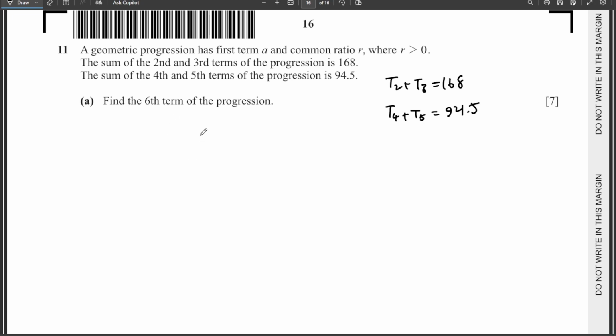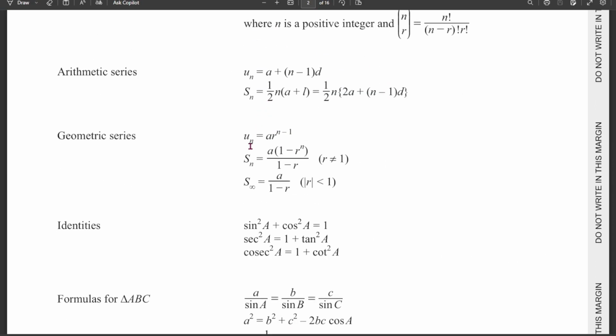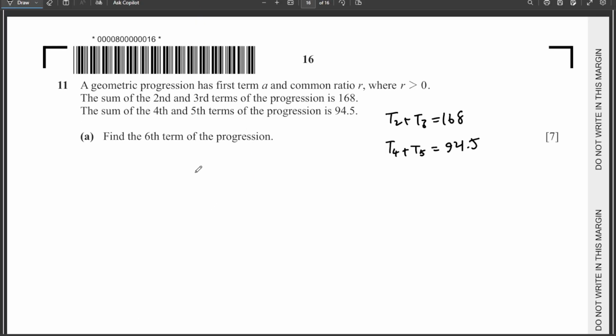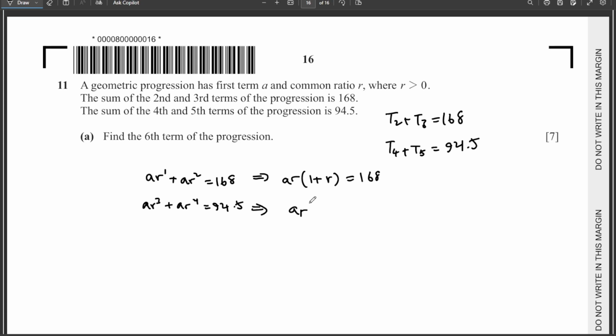Okay, geometric progression, so the formula is this one: T_n equals A R to the power n minus 1. We don't know R, we don't know A. All we can do is substitute the n values. So for T2 plus T3, A R to the power of 1 plus A R to the power 2 equals 168. And for T4 and T5, A R to the power 3 plus A R to the power 4 equals 94.5. Let's do some algebraic manipulation. We can factorize out the A R from the first equation. In the second equation we factorize A R to the power of 3, so 1 plus R again.